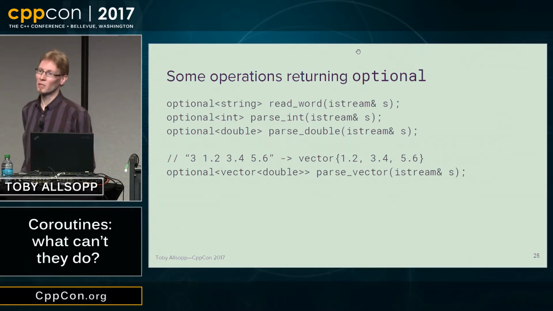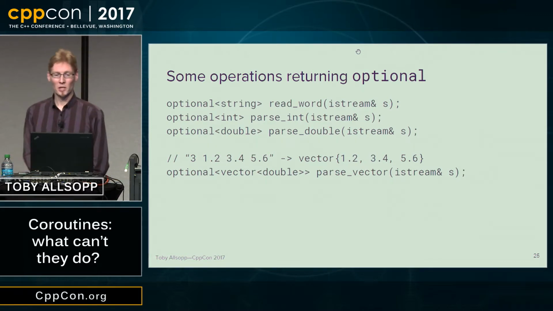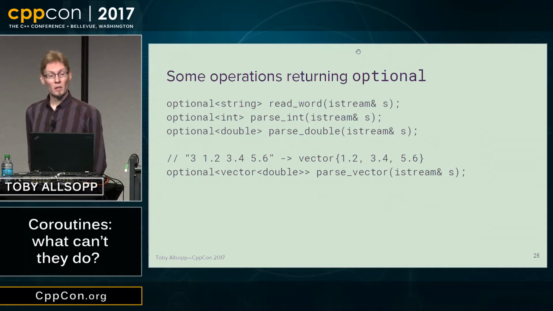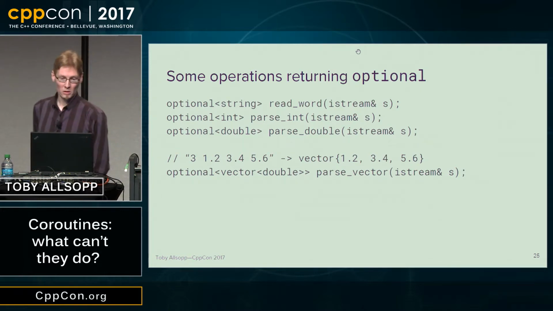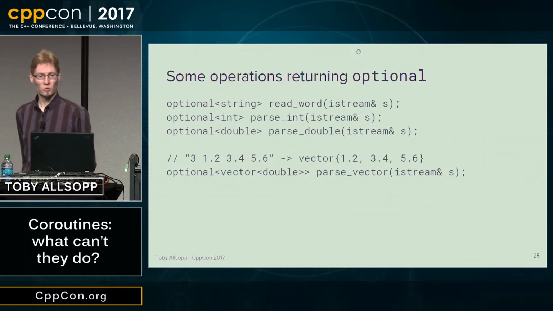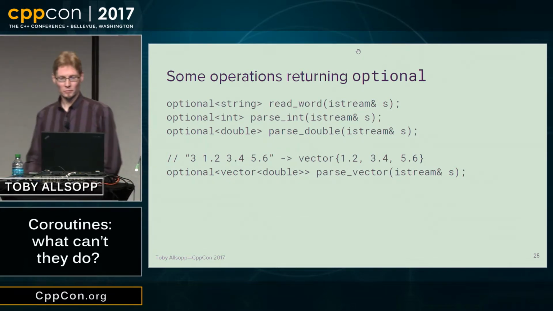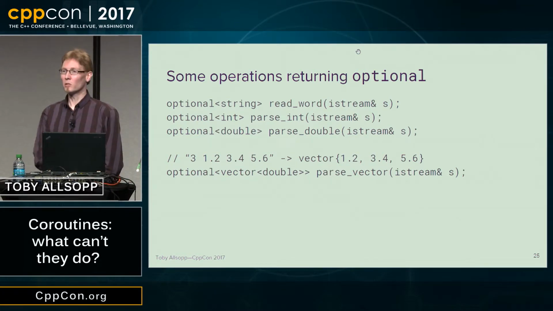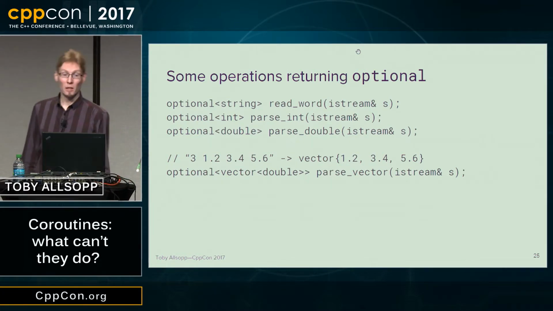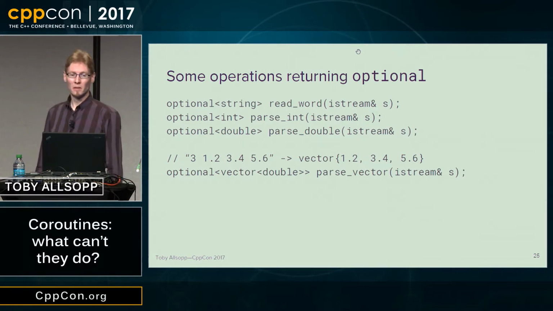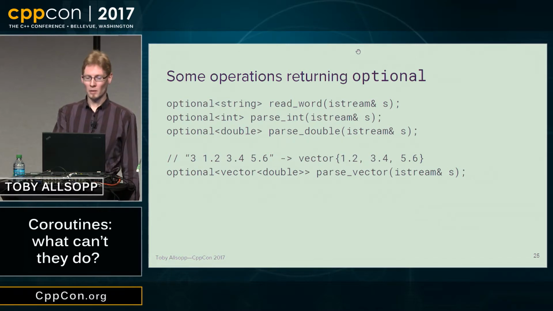So similarly, we can parse an int. It either gives you an int if there is one, or if there isn't, it doesn't. And parse double, and then the interesting thing which we're going to implement is a combination of parse int and parse double, so-called parse vector. So we're going to parse the count first, which is an int, and then that many doubles. And it either gives you a vector, or if the stream doesn't contain an int followed by that many doubles, then it will give you an empty optional.